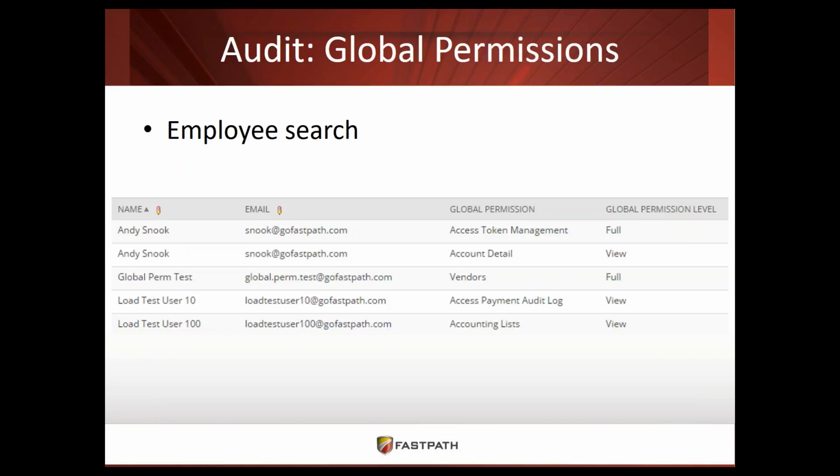Next, we need to look at global permission assignments. So again, we can use a saved search here. We're going to be searching against the employee record type. From there, if we add the global permission fields, we can see those current global permission assignments.